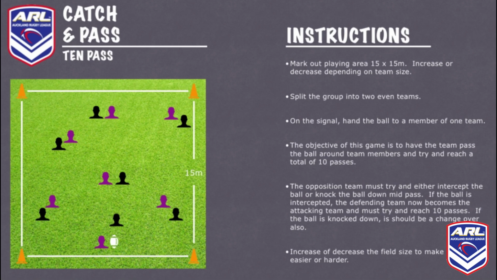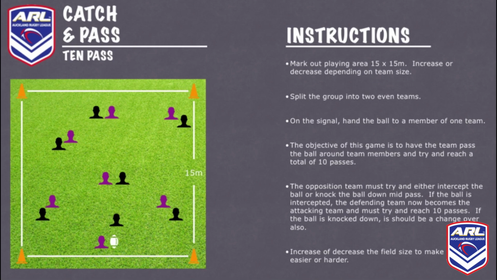On the signal, hand the ball to a member of one of the teams. The objective of this game is to have the team pass the ball around team members and try and reach a total of 10 passes. Now the opposition team must try and either intercept the ball or knock the ball down mid-pass. If the ball is intercepted, the defending team now becomes the attacking team and must try and reach 10 passes. If the ball is knocked down, this should also be a changeover.